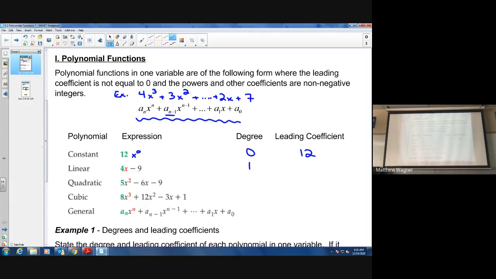Thus, with a linear expression, my degree is 1. The leading coefficient of that power is 4, right? Quadratic expression, the degree is 2. The leading coefficient of that power is 5. In a cubic function, the degree is 3. The leading coefficient is 8. And generally, the highest power in this case is n. The leading coefficient is written a sub n. Again, don't let the notation confuse you, but polynomials are always going to be in this form, and typically we're going to list it in standard form from highest to lowest power.